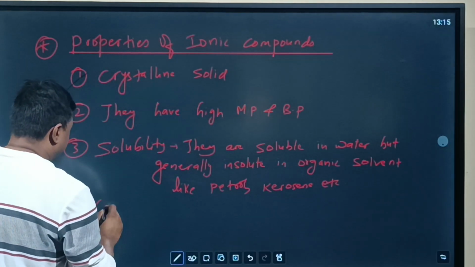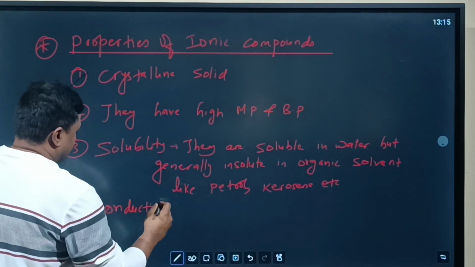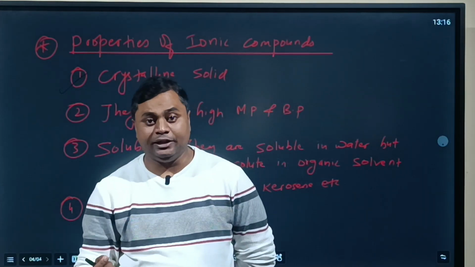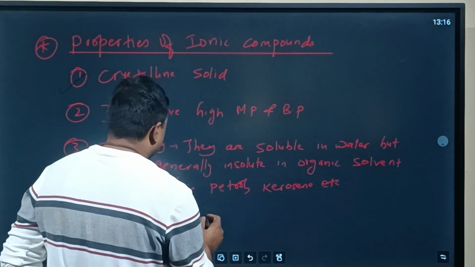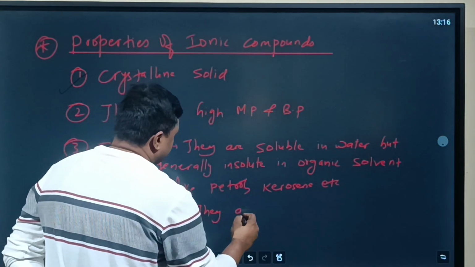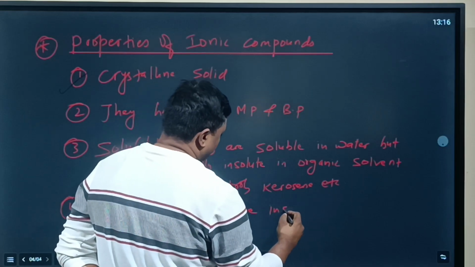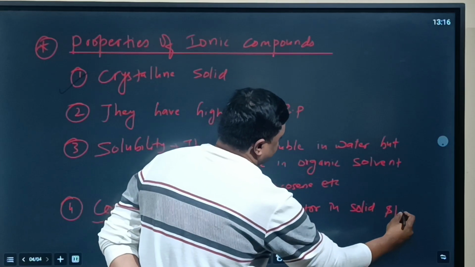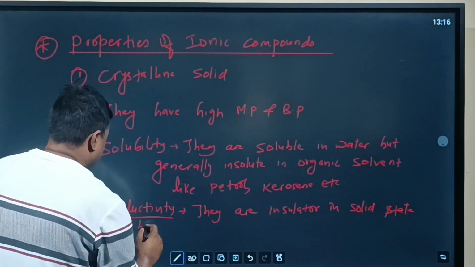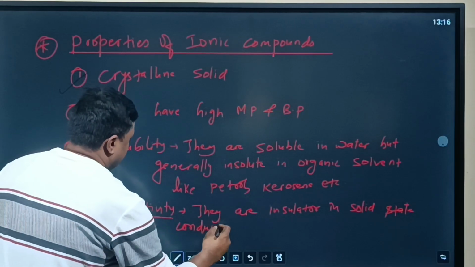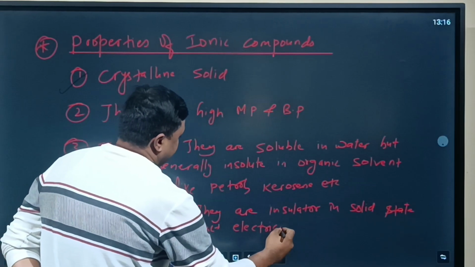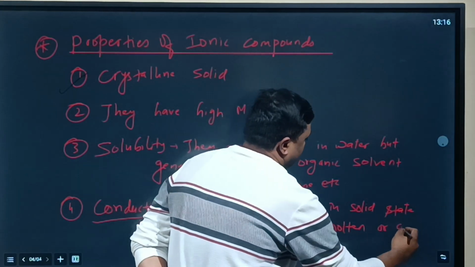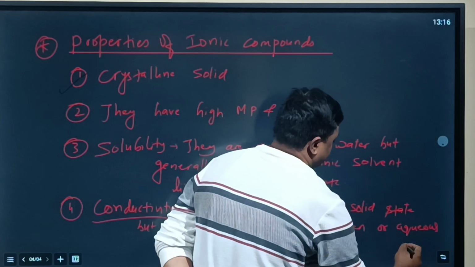Next, conductivity property, children. When we talk about their conductivity, generally they are insulator in the solid state, but conduct electricity in the aqueous medium or molten state. So we can write, they are insulator in solid state, but conduct electricity in molten or aqueous state.